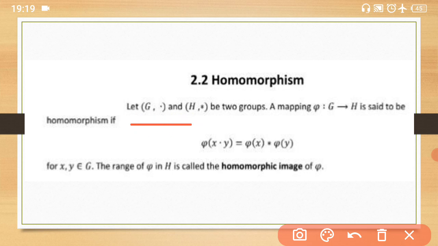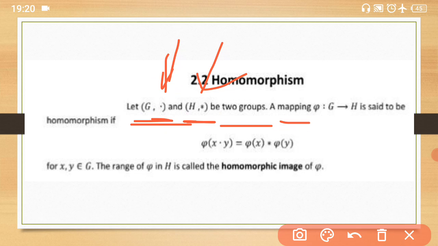Let (G, ·) and (H, *) be two groups, with H having the star operator and G having the dot operator. H is not a subgroup of G here because we see that the operator is different. For a subgroup, the operator must be the same. So H is a different group and G is a different group.